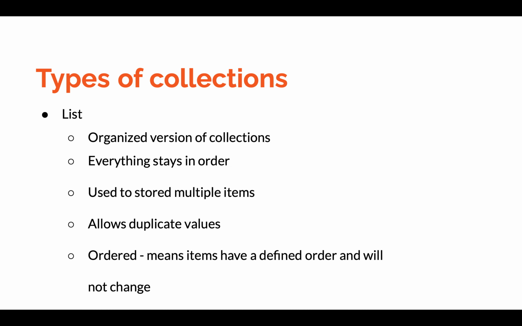Now, a dictionary is similar to a list, but a list is a more organized version of a collection. You can store multiple items in a list. We can also have the same value multiple times. And lists are ordered, which means whatever way you typed out your list is how it would appear.